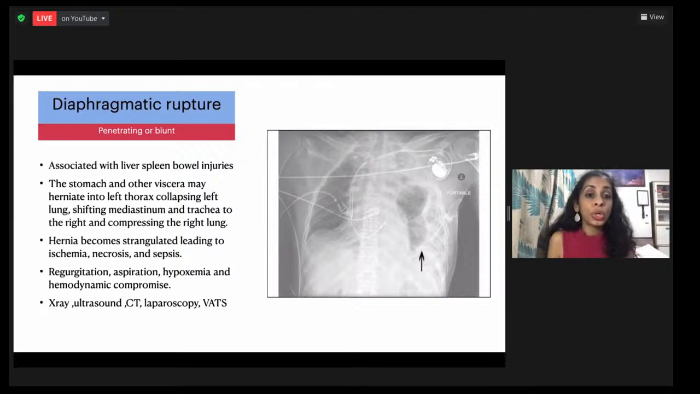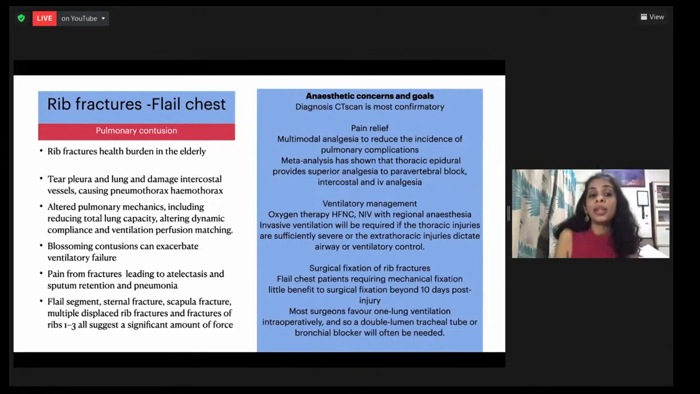If it is missed, it becomes very difficult, because then a hernia forms. Only if the X-ray is as clear as this, where we can see the entire gut and the stomach in the thoracic cavity, pushing everything to the right side, is it easy to pick up a diaphragmatic rupture. If we miss the hernia, it can get strangulated, ischemic, necrotic, and the patient may present straight away with sepsis, or with regurgitation, aspiration, and hemodynamic compromise. So how do we pick this up? On X-ray, ultrasound, CT, laparoscopy, or VATS. VATS can even be used to repair the diaphragmatic rupture.